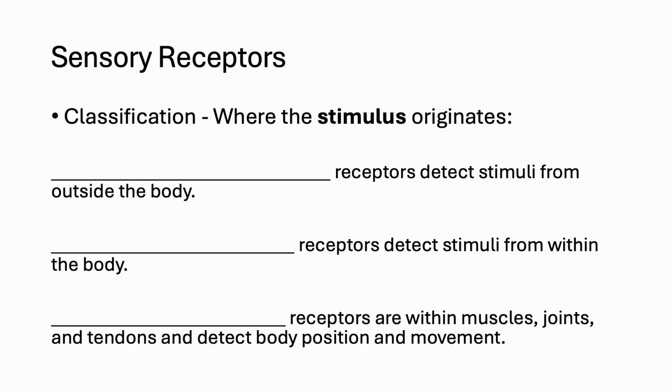Now, another way that we can classify our receptors is based on where the stimulus is actually originating. The first one is a receptor that detects stimuli from outside the body. Outside means external, so those are going to be exteroreceptors. Those stimuli are coming from external sources. Now, what about from within our body? These are going to be internal, so interoreceptors.